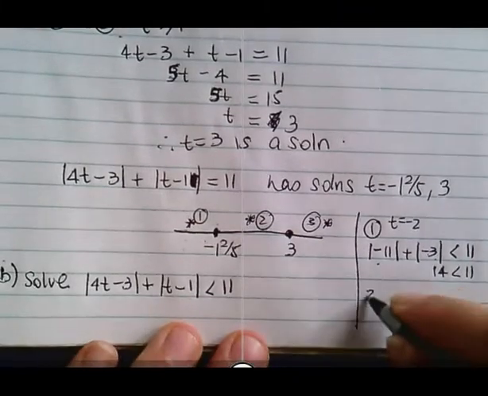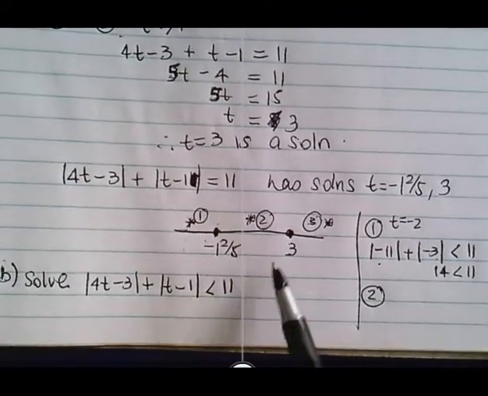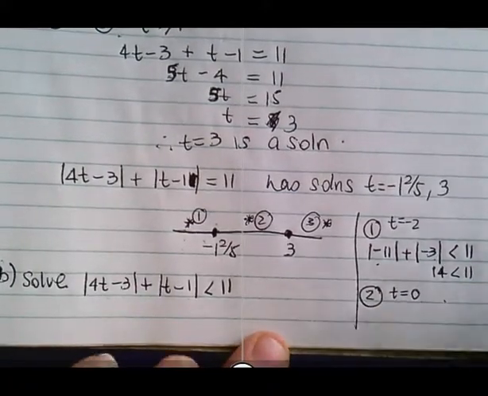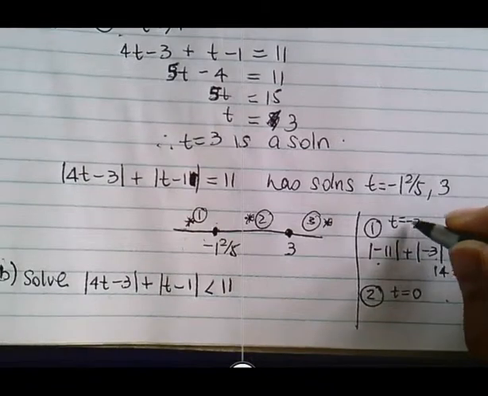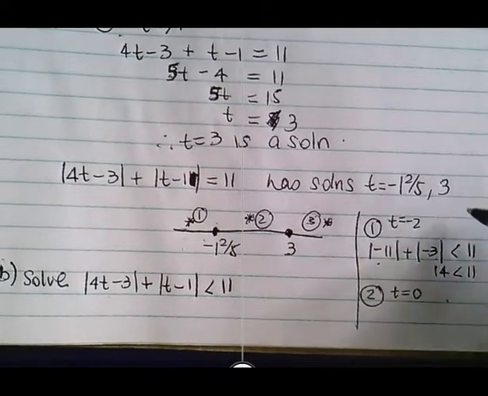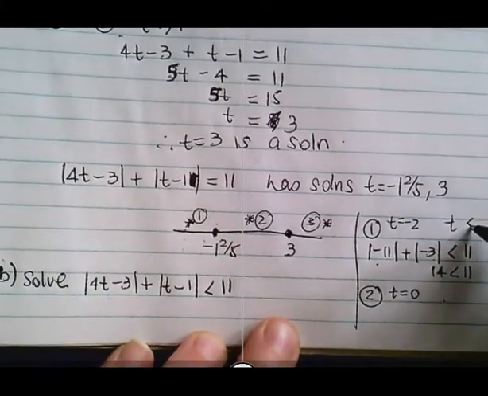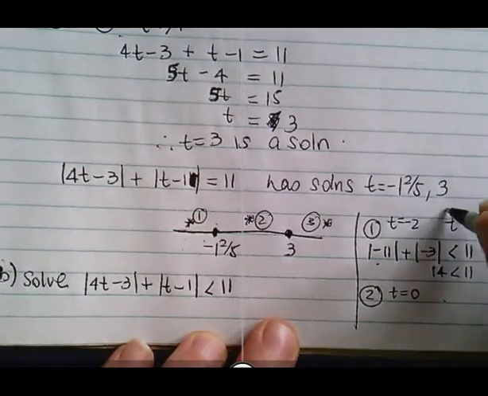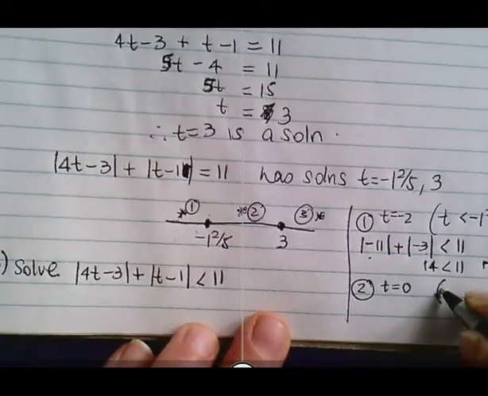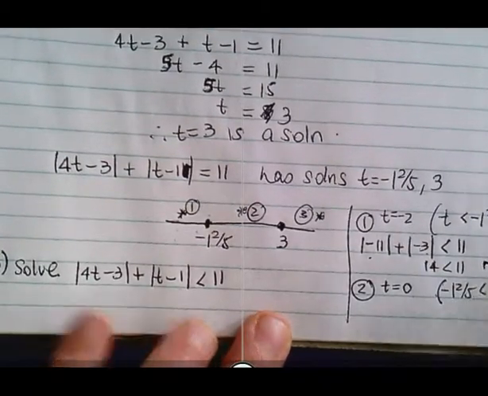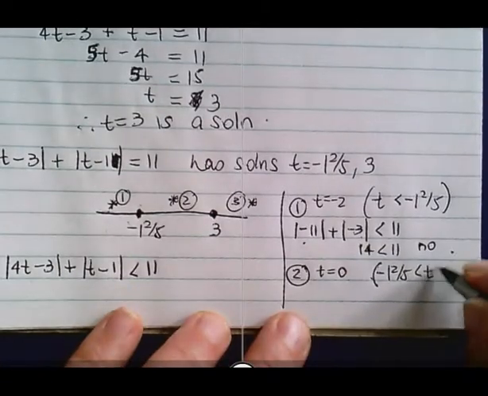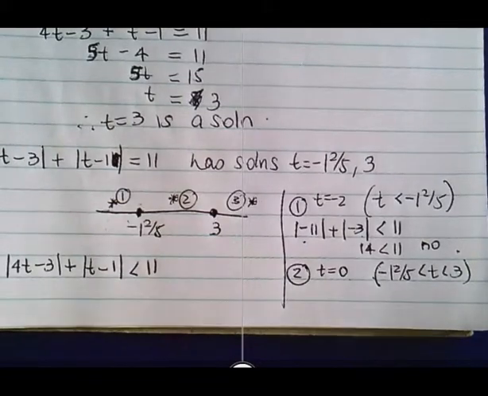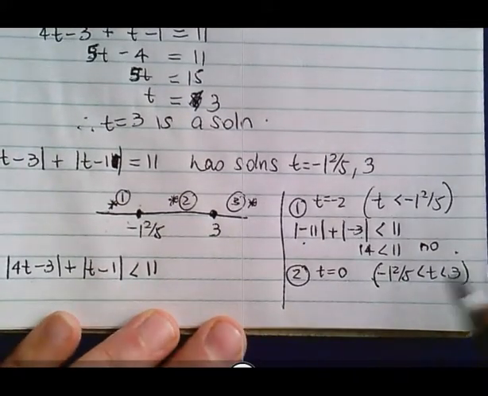Right. Let's try in region 2. Give me any value between negative 1 2/5 and 3. We're going to try t is 0. I know I've chosen t is negative 2, but what I'm really trying is the domain t less than negative 1 2/5. That's what I'm really doing. In the next one, I'm really trying values of t between negative 1 2/5 and 3, but in my head, I'm doing t is 0. Do you get it? I'm just choosing t is 0, for example.